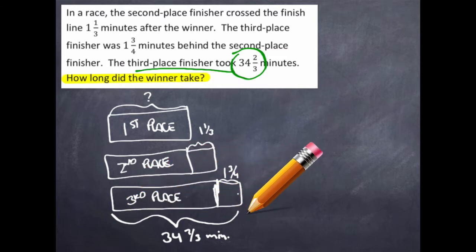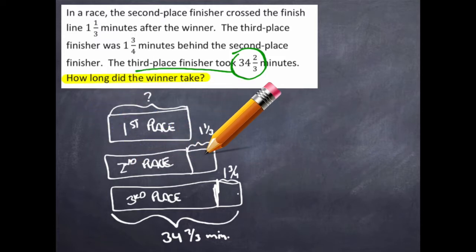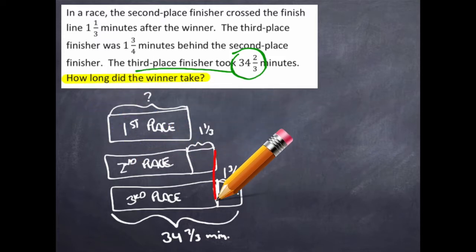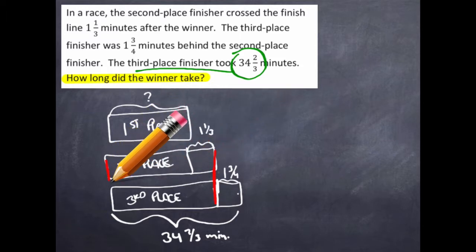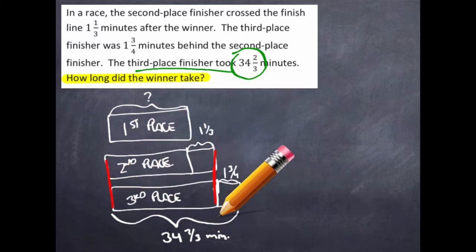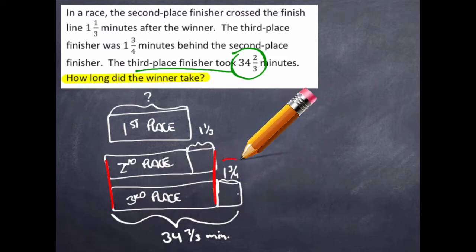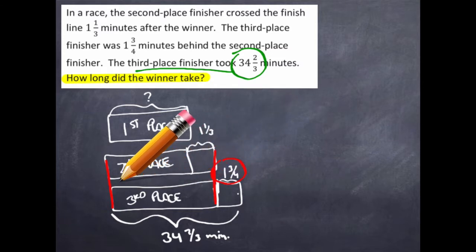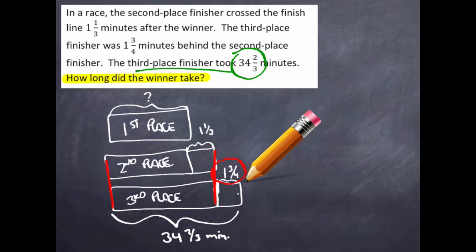Our third place finisher took 34 and 2/3 of a minute to finish the race. That's how long third place took. Second place took about this long right here, right? From here to here. So that much of the 34 and 2/3 of a minute. Didn't take all of it, took that much of it. How much less is that? Right, it's that 1 3/4 less. So the second place finisher took 34 and 2/3 of a minute minus 1 3/4 of a minute.